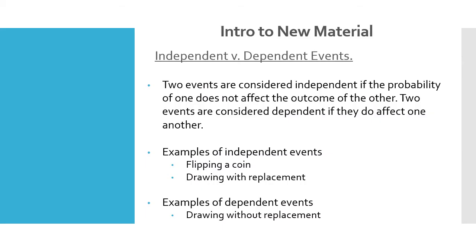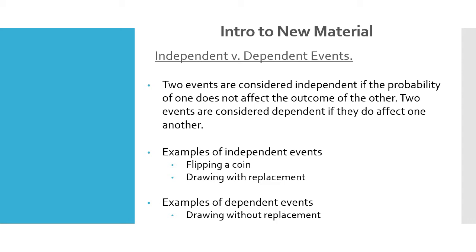All right, let's talk about independent versus dependent events. Two events are considered independent if the probability or the outcome of one doesn't affect the outcome of the other. But they're considered dependent if they do affect one another. An example of an independent event would be flipping a coin, because each time you flip the coin, it doesn't change the next time you flip the coin.